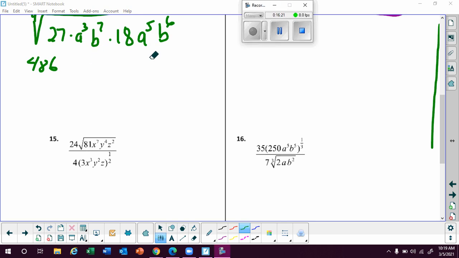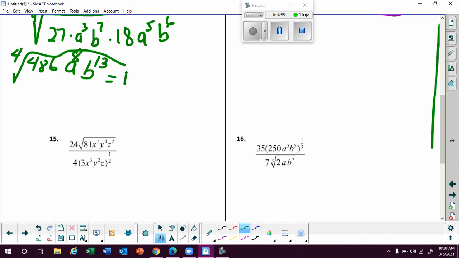Then a cubed times a to the power of 5, you're adding the exponents, remember? 3 plus 5 is 8. 7 plus 6 is 13. And this is the fourth root of it. So I want the exponents to be divisible by 4. I know a is divisible by 4, but not b, so I can rewrite that to make it divisible by 4.